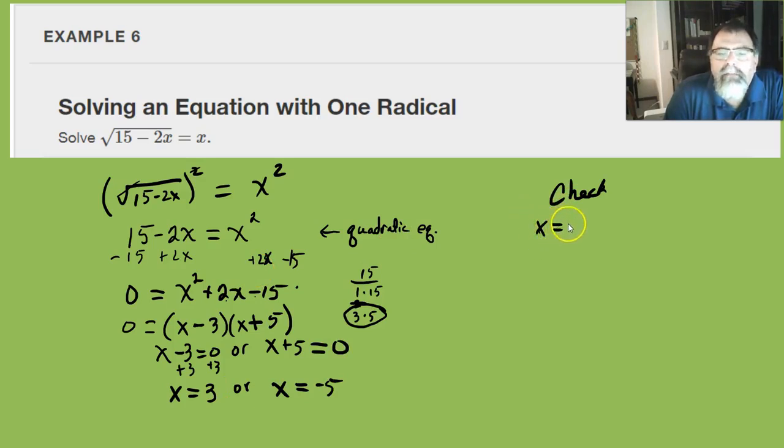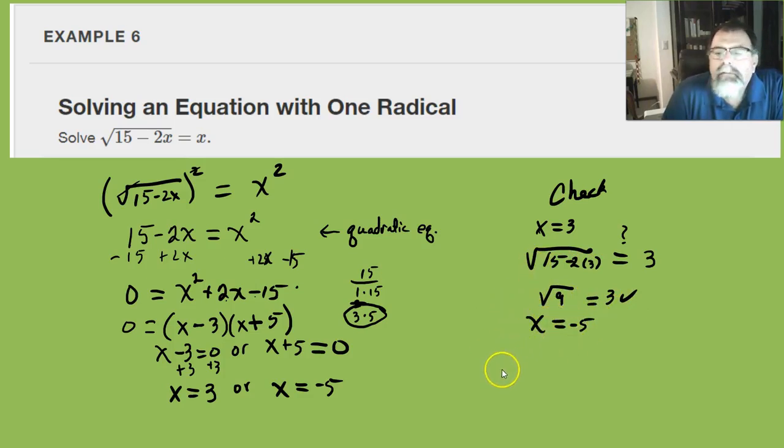So check x equals 3. Does the square root of 15 minus 2 times 3 equal 3? I like to put a question mark above my equal sign when I'm checking. So 15 minus 6 is 9. Square root of 9 equals 3. Check.